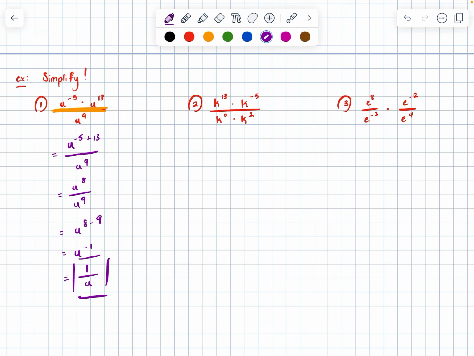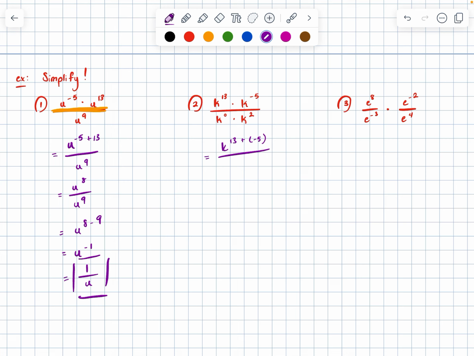And stop. Number 2, order of operations. Fraction bar is a grouping symbol. Let's simplify the numerator first. We'll simplify the denominator next, and then we'll figure out our division. k to the 13th times k to the negative 5th. Again, this tells me multiplication. I'm going to add the powers of 13 and negative 5.